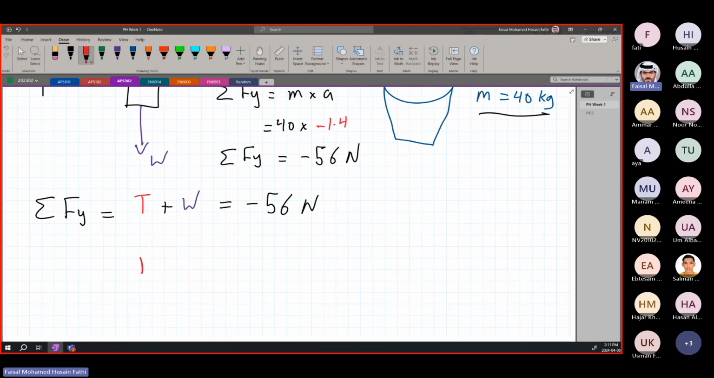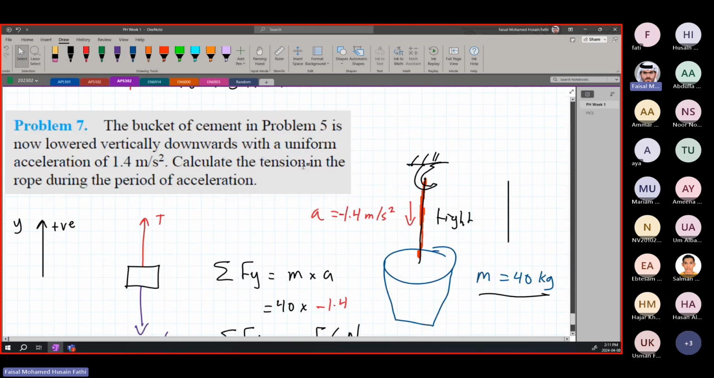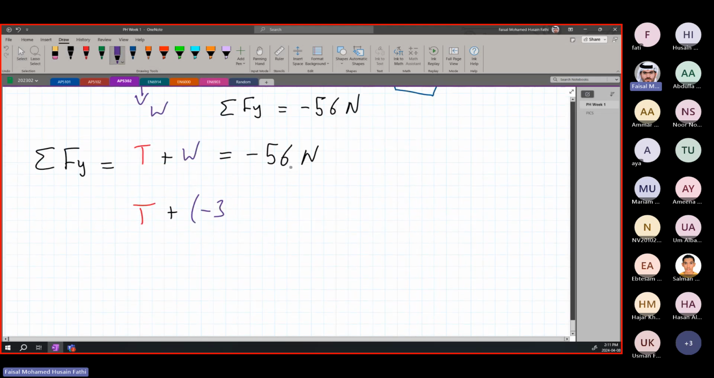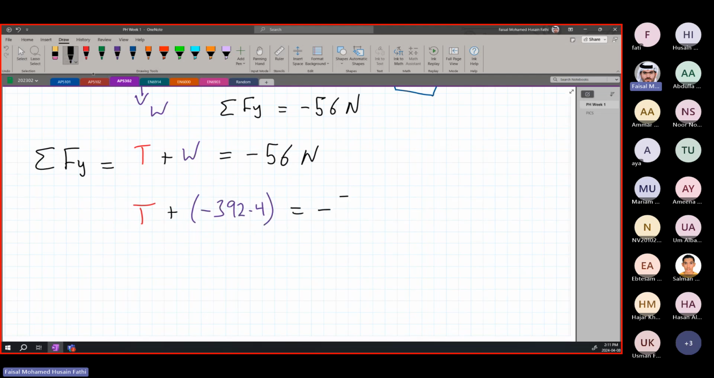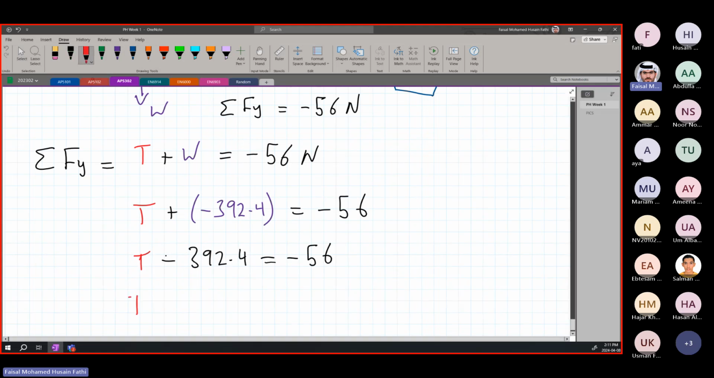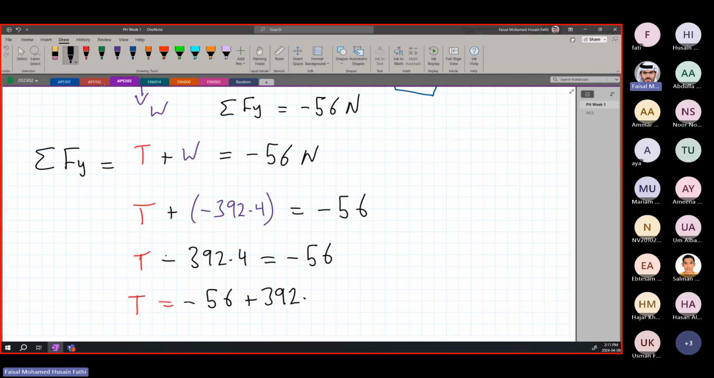Again, if we just solve this, tension plus minus 392.4. It's the same weight that we calculated in the first problem. Nothing has changed. The weight will not change. It is equal to minus 56. So tension plus and minus becomes minus 392.4 is equal to minus 56. We take this to the other side to solve for T. So T is going to be equal to minus 56 plus 392.4.